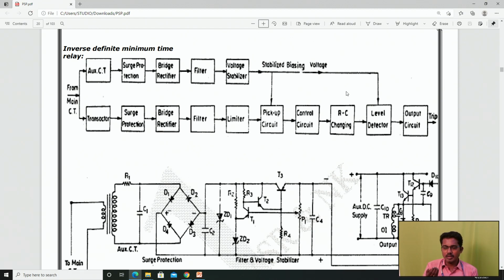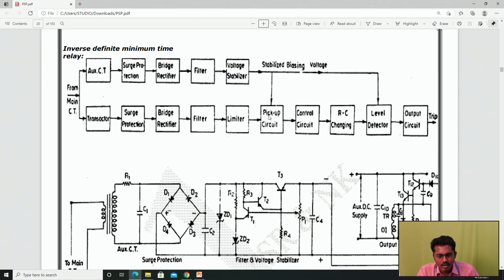If it crosses the limit, then it goes for further operation. If it is not going above the processing limit, meaning the control pickup level value, the entire thing will be left free. Okay, so this is the stage. Up to this stage only the process will be repeatedly done.